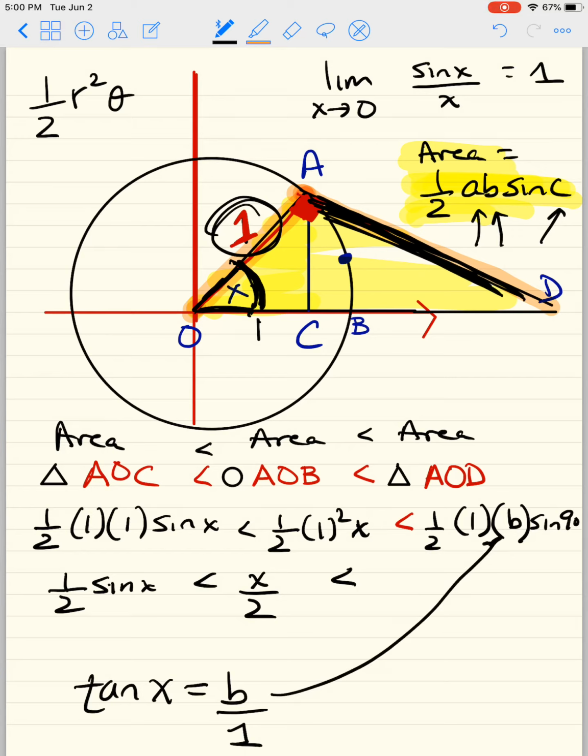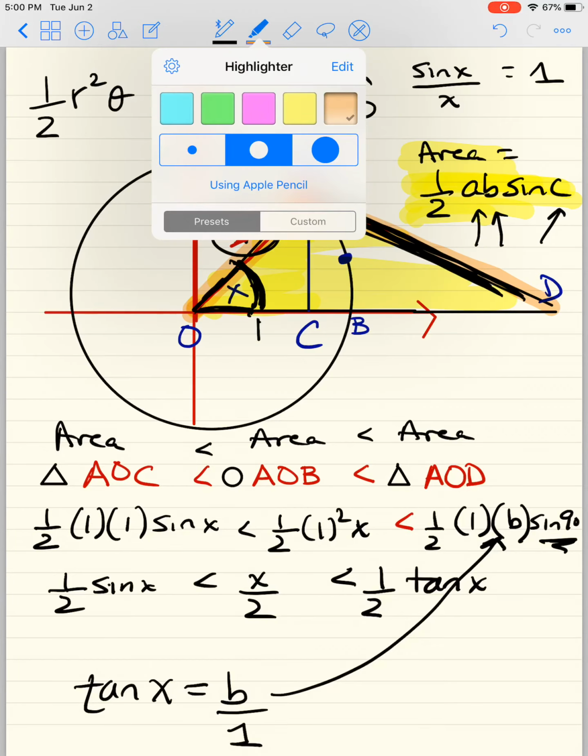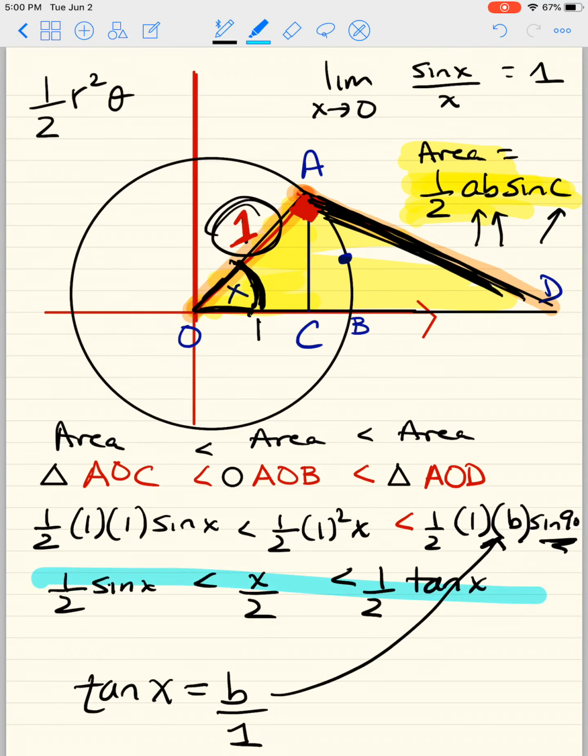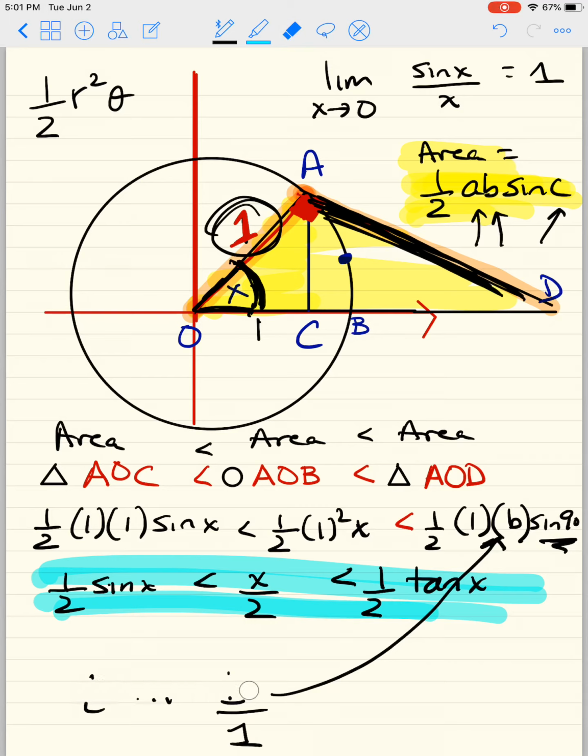So I'm just going to substitute the B right there. And this is going to reduce to 1/2 times 1, which is 1/2, times B, which is tan x, times sine of 90. You guys have to know that sine of 90 degrees is 1 as well. So currently, I have this here. You guys notice what they have in common? A 2 in the denominator. You can throw all of that away, or basically times the entire expression by 2. So you're left with sine x is less than x, which is less than tan x.